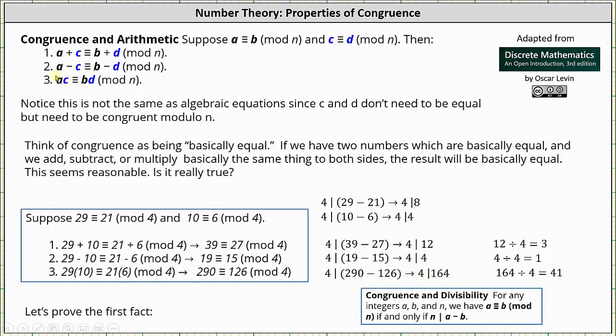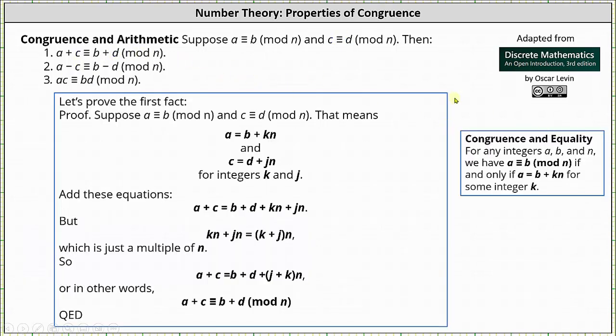Before we go, let's prove A plus C is congruent to B plus D mod n. To do this, we use a direct proof with congruence and equality, which states A is congruent to B mod n if and only if A is equal to B plus k times n for some integer k. So to start the proof, suppose A is congruent to B mod n and C is congruent to D mod n. That means that A is equal to B plus kn, and C is equal to D plus jn for the integers k and j.